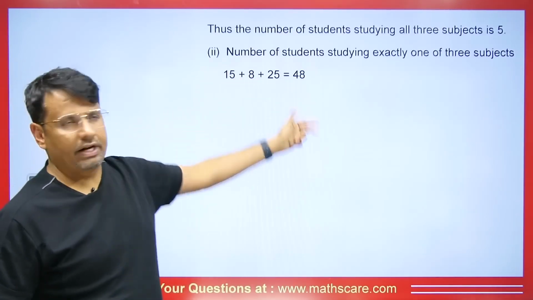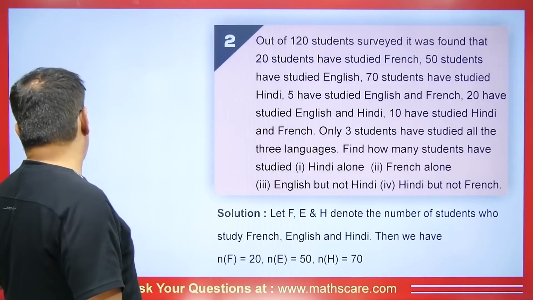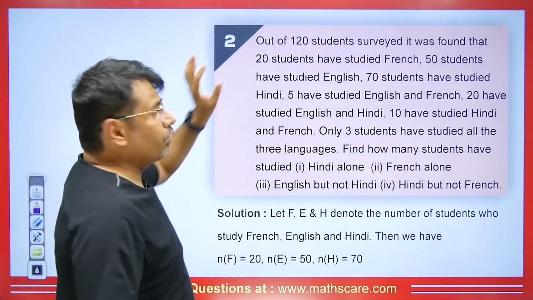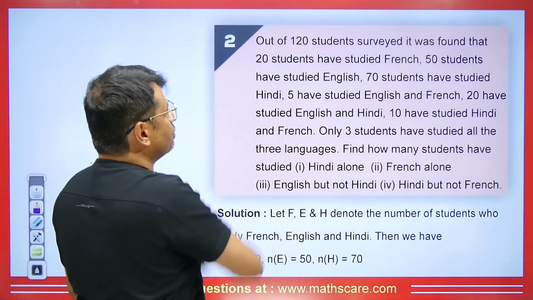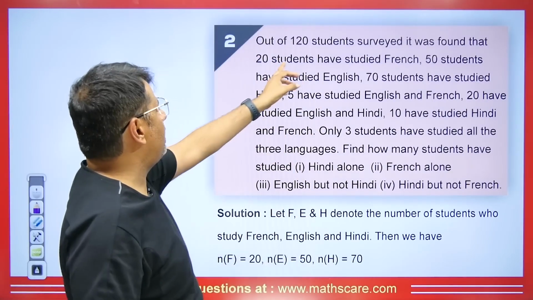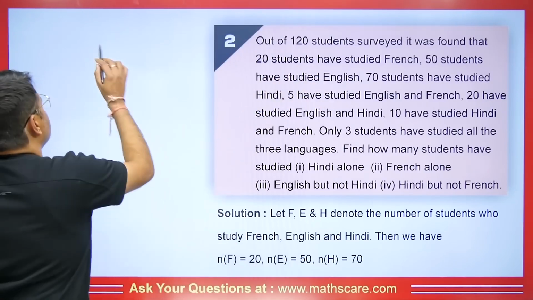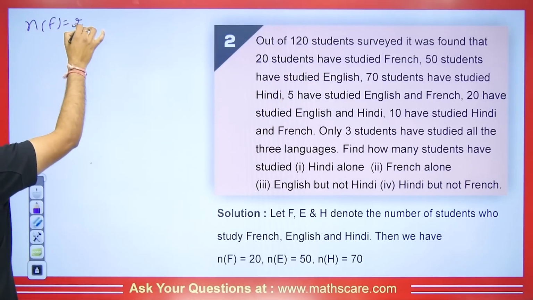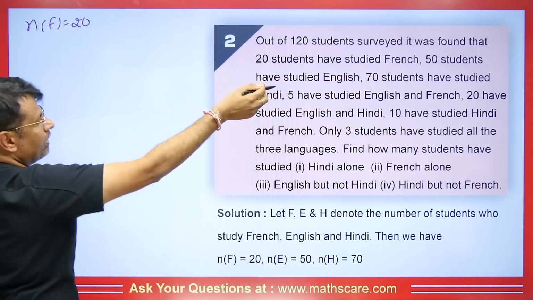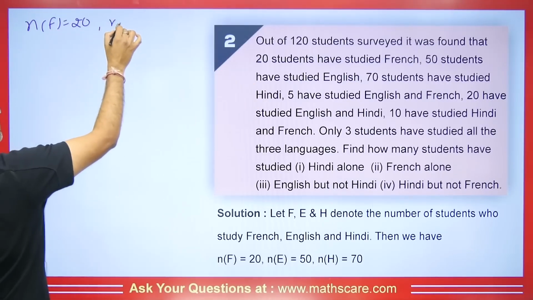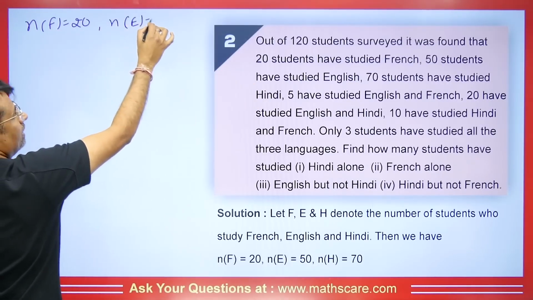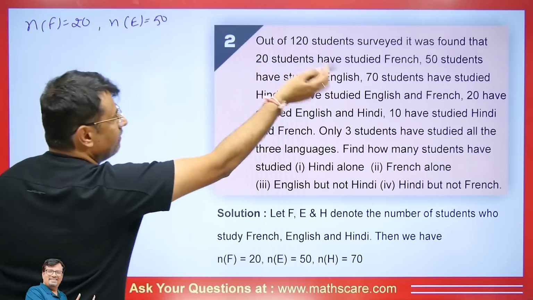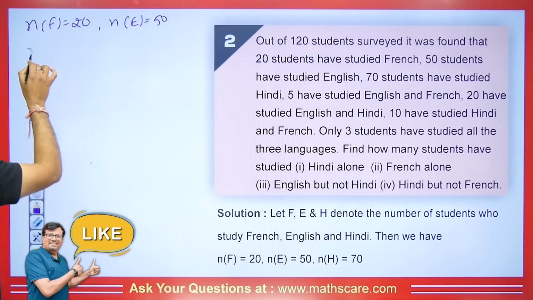Moving on to another set of data regarding language studies. Out of 120 students surveyed, it was found that 20 students studied French, meaning the number of students studying French, N of F, is equal to 20. 50 students have studied English, meaning N of E is equal to 50. And 70 students study Hindi, which means N of H is equal to 70.